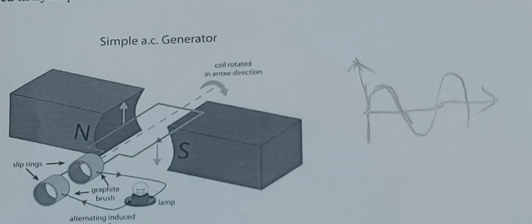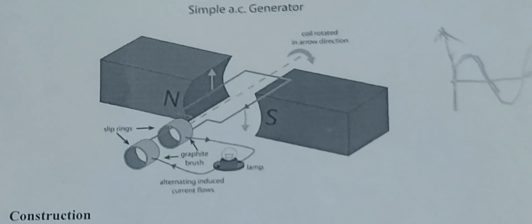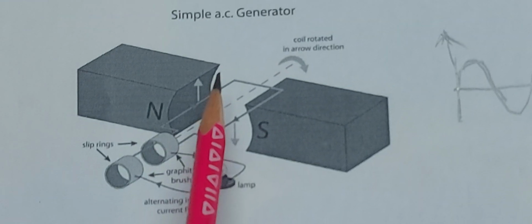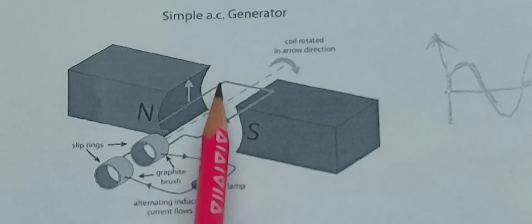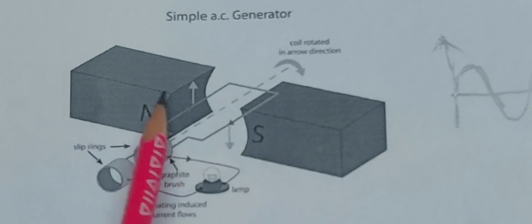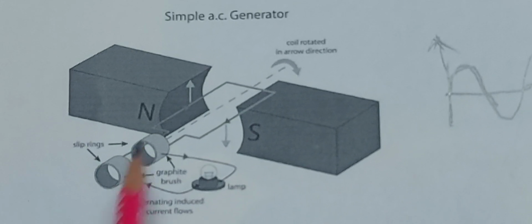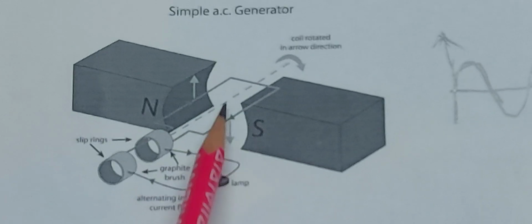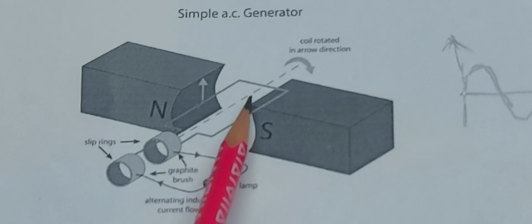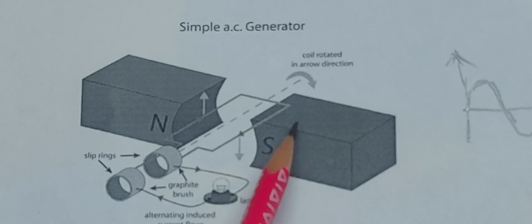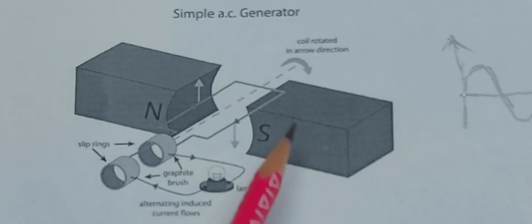This is the working. Next we are going to see the advantages and disadvantages of the AC generator. The first advantage of the AC generator: the construction is very simple, because already we know that we are using two rings, two bar magnets and a coil. The construction is very simple, it can easily be operated, and the maintenance cost is very low when compared to the DC generator.